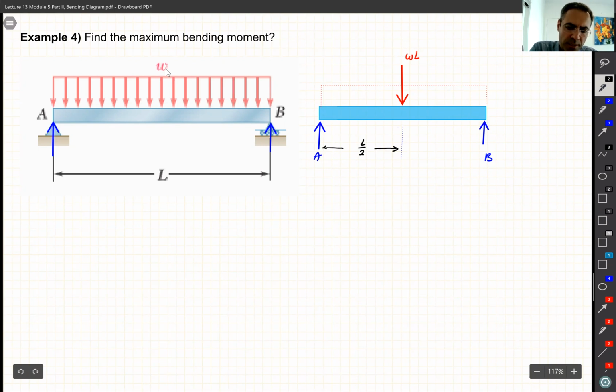We do our equation, and we find out that A is equal to B equal to WL divided by 2. So that's a step, it's easy. Also, it's obvious, right? If you have a WL in the middle, each of them is going to be half of that. So that's the first step.